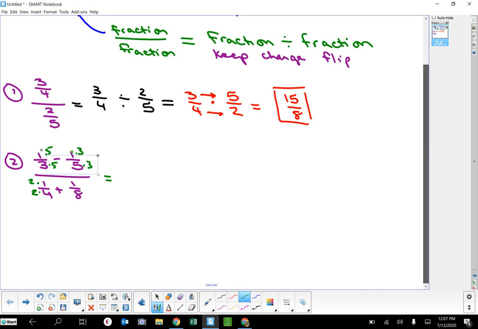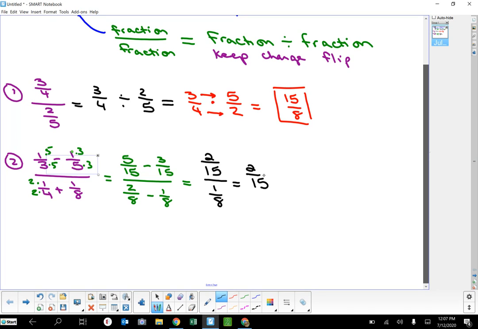And my equivalent fractions are now 5/15 minus 3/15 over 2/8 minus 1/8. Simplify like terms. So I have 5 minus 3 is 2/15 over 1/8, which is 2/15 divided by 1/8, which is 2/15 times 8 over 1, which is 16 over 15.